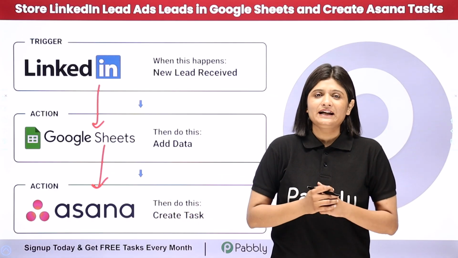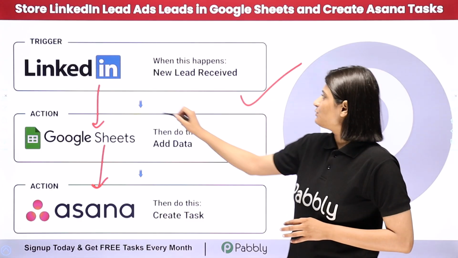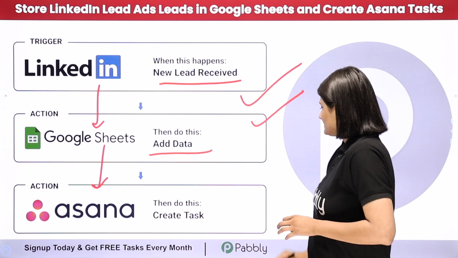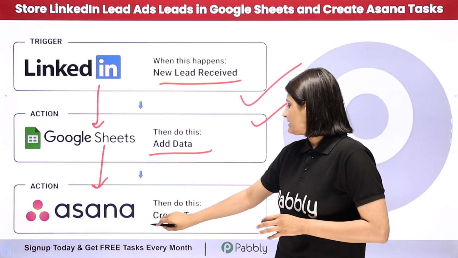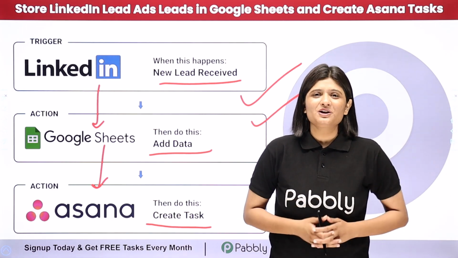With the help of Pabbly Connect, I'm going to build this connection in such a way that whenever I receive a new lead from LinkedIn, automatically this data will be added to my Google Sheets spreadsheet and the task will be created in my Asana. Now, if you want to learn the step-by-step process, then let me take you all to my screen.